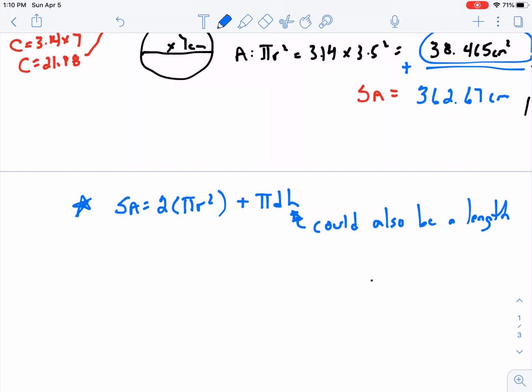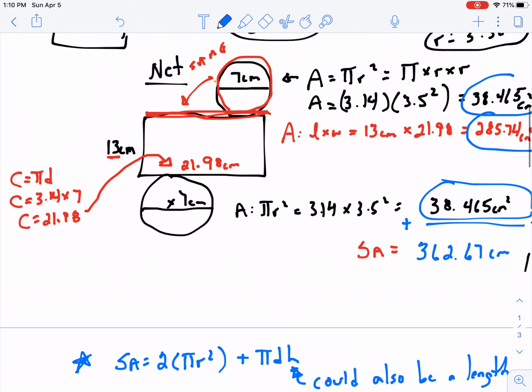If I was summarizing steps, I know somebody had asked me to summarize steps. My steps generally are: draw a net. That would be the first place I would start anytime I'm doing this kind of question. Second step would be find the area of my circle. Third step would be find my circumference. Fourth step would be use my circumference as my width. And the last thing I would do is add the areas all together.